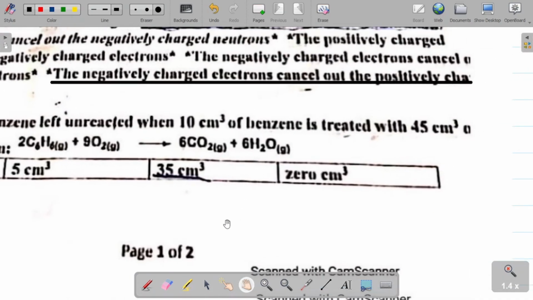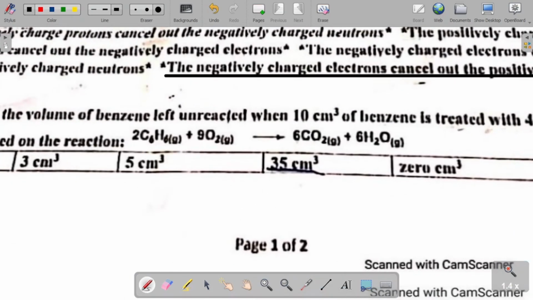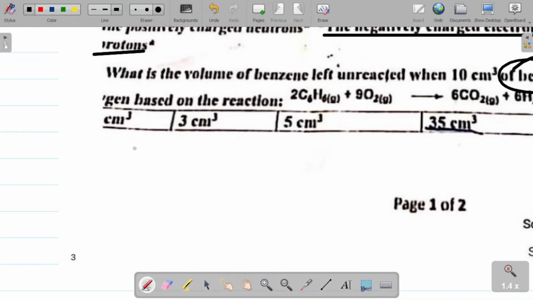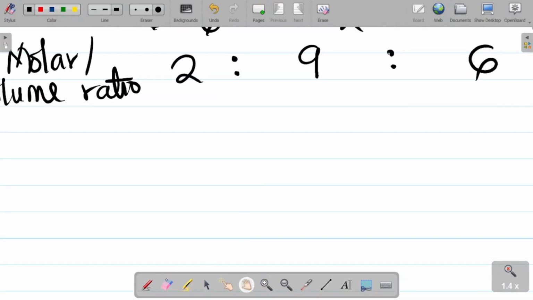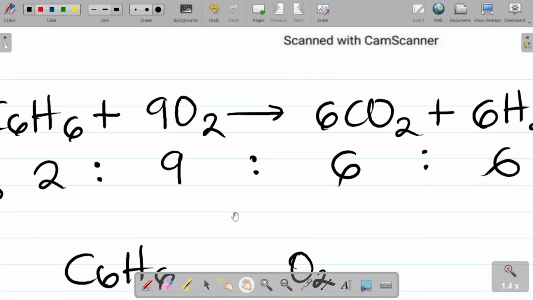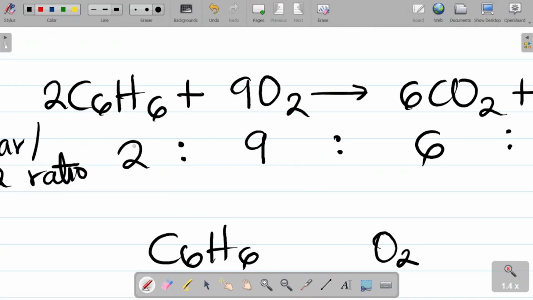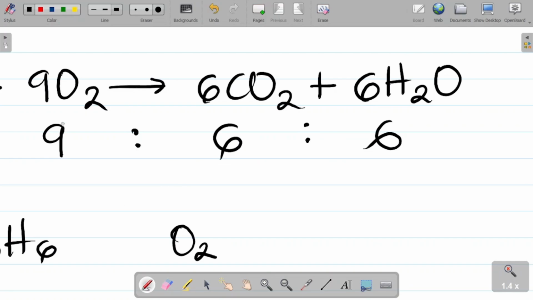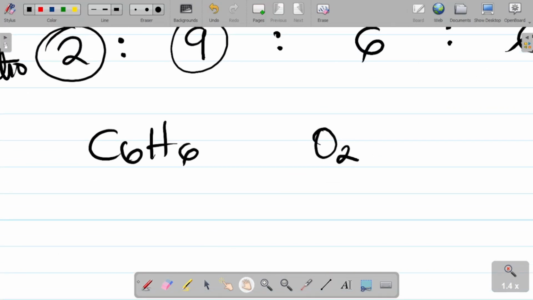Now, in this question here, note that our attention was drawn to 2 things specifically. The first one being benzene, and then the second one being oxygen. I think this was oxygen here, right? So I'm going to take out benzene, which is C6H6, and then I also take out oxygen, which is O2. If you take their molar ratio or volume ratio, for benzene I have 2, and for oxygen I have 9. So this is 2 for benzene, 9 for oxygen.